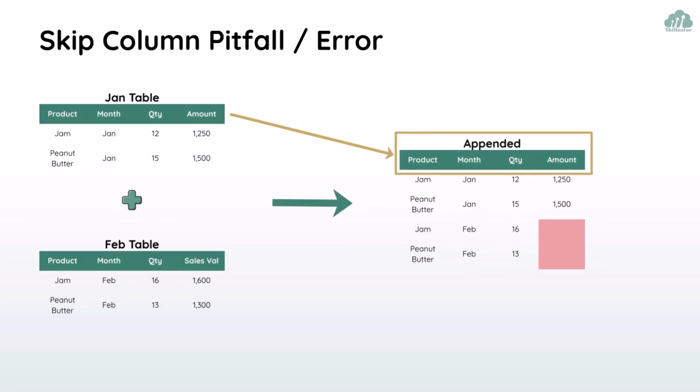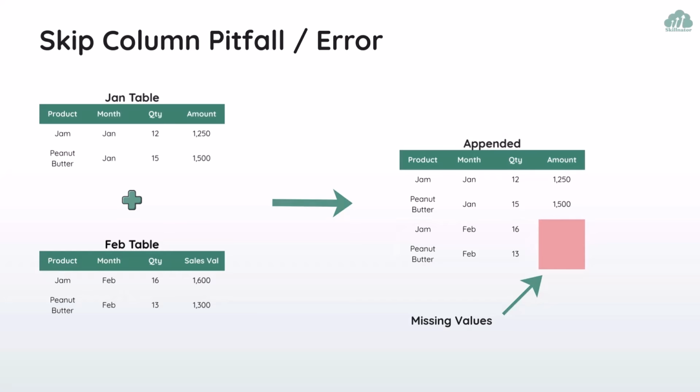This means that in the consolidated table, it will bring in the data from the February table for the product, month, and quantity columns, because those columns have consistent names in the February table. But in the amount column, it will have blank values for the February rows. This is because the February table doesn't have a column called amount. With split columns, at least you can see the extra column. With the skip column pitfall, the data is silently dropped, and you may not even notice that February sales values are missing. We'll look at an example of this pitfall in the next lesson.